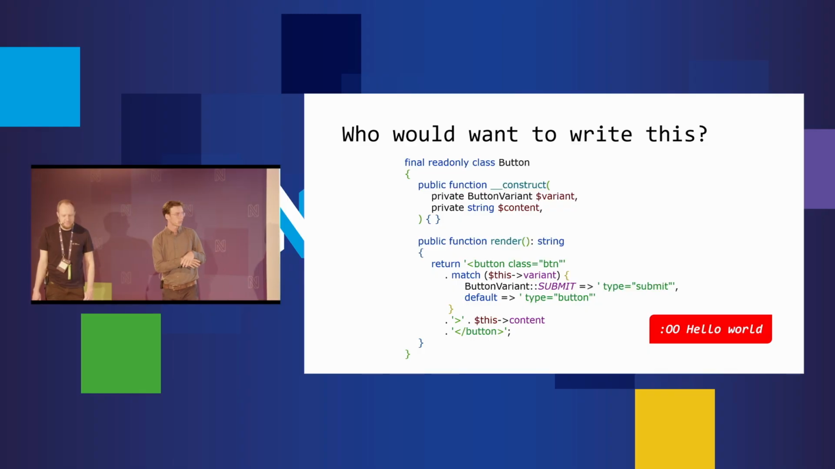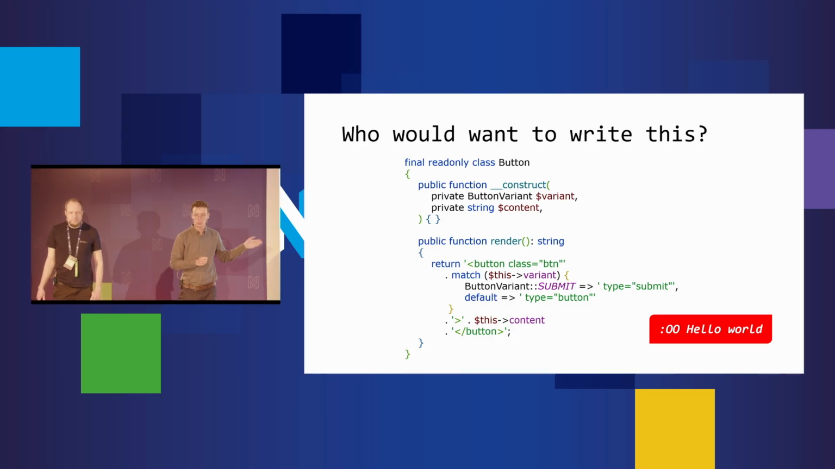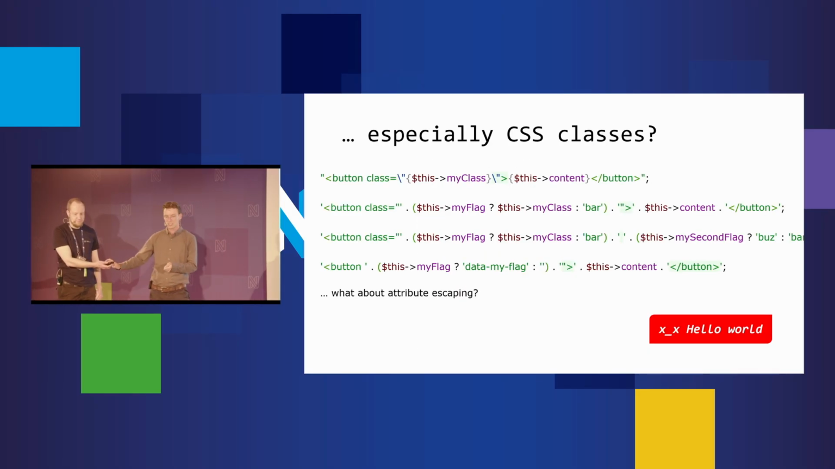First, it's overly verbose. Try to maintain a code base with 1,000 components like that. Then, everything has to be done manually. The button tag has to be closed manually. Escaping has to be done manually. The content string is just interpolated there without any escaping currently. That's a flaw.